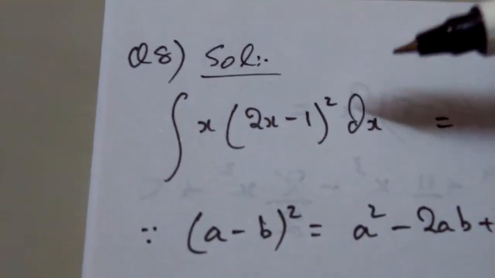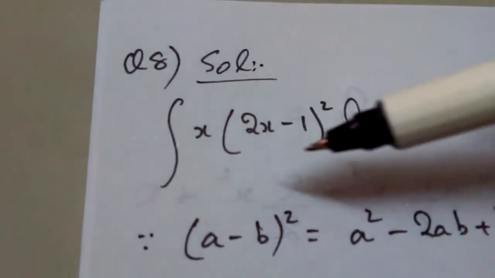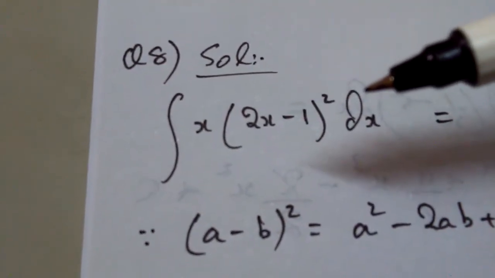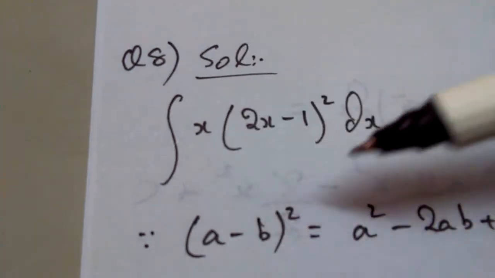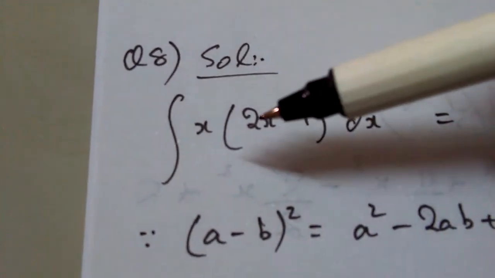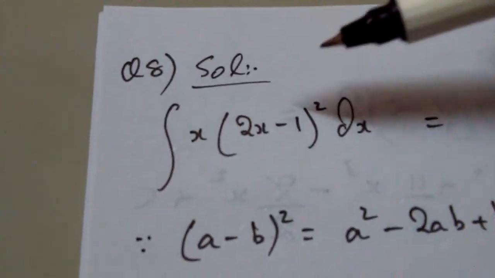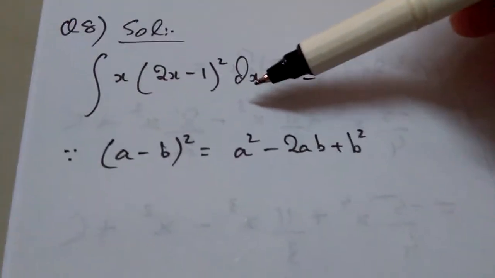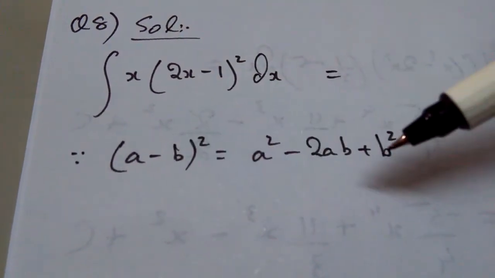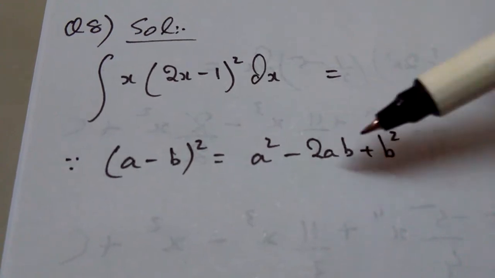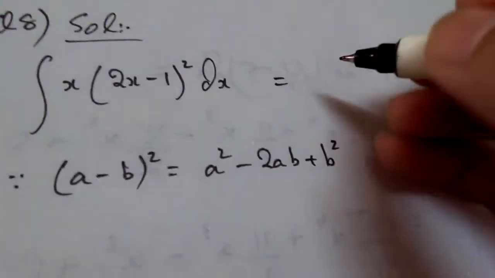Okay, so this is question 8 of your assignment, and over here you can see the integrand. It is not simplified, so we have to solve the integrand first. So you can see, how about if I simply open this term of the integrand, 2x minus 1 whole square, with respect to this basic algebraic identity. So I can use this formula here. So it looks like this.